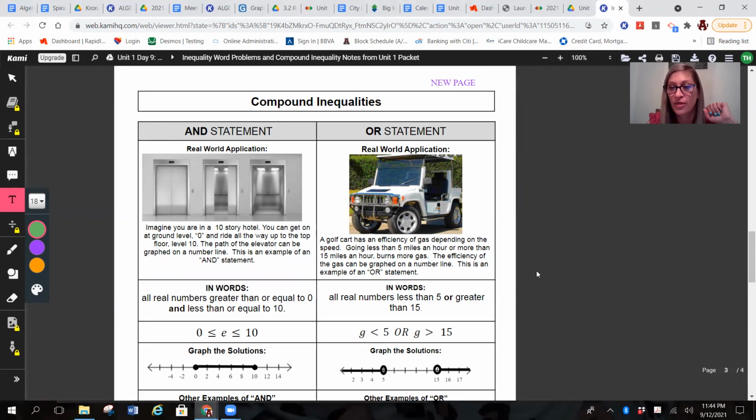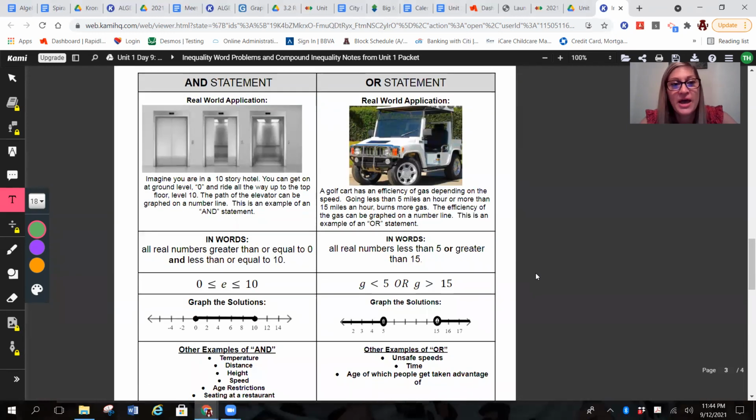So let's read about how we can apply and statements and or statements to the real world. Imagine you are in a 10-story hotel. You can get on the elevator at ground level and ride all the way up to the top floor at level 10. The path of the elevator can be graphed on a number line. This is an example of an and statement. You can start out at level 0 and ride the elevator all the way to level 10.